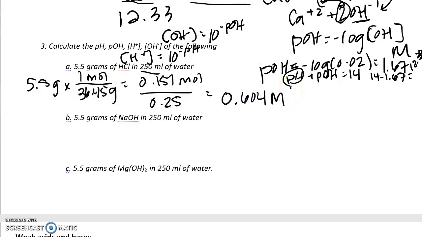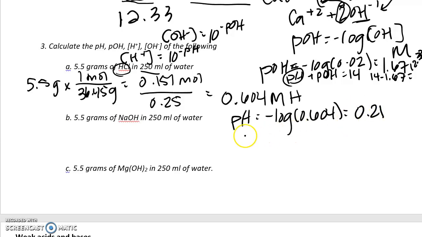Capital M for molarity, because that's our concentration. Now, that's our concentration of the H, because this is an acid that we're talking about. It's HCl. So our base, that would be OH. But what we're looking at here when we calculate this is now we have our H concentration, so we want to find pH, negative log of that number, which is, when we plug it in, we're looking at a pH of about 0.21. I can find my POH, 14 minus 0.21.